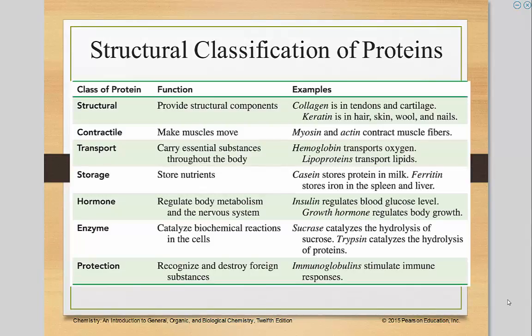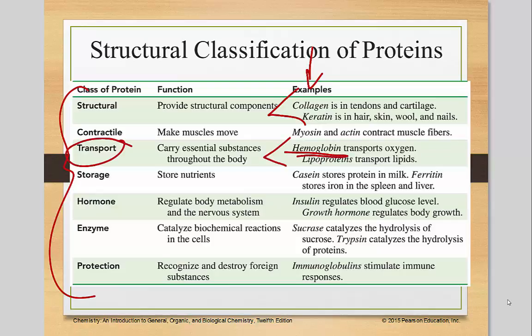So here are the different classifications of proteins: structural, contractile, transport, storage, hormone, enzyme, protection. And these are just some examples. For instance, collagen and keratin you might see a lot in beauty products, and those are structural. Those are for tendons and cartilage or hair. Hemoglobin and lipoproteins are transport. We just mentioned that hemoglobin transports oxygen.